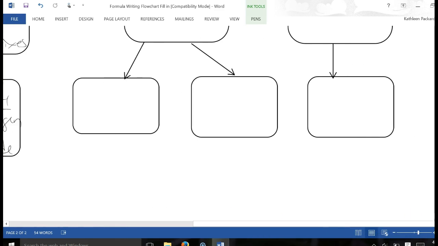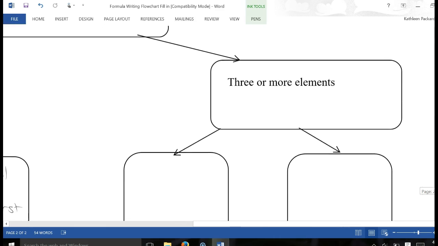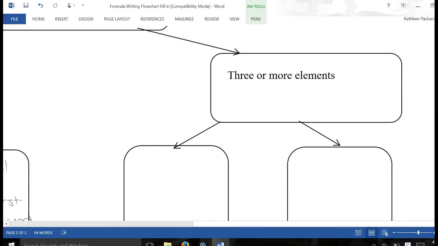Now we're going to talk about what happens when you have more than 2. Okay? 3 or more elements. 2 possibilities. H first makes it an acid. Okay. If the polyatomic ion ends in ATE, you're going to turn it into IC, acid. If it ends in ITE, you're going to turn it into OUS, acid.